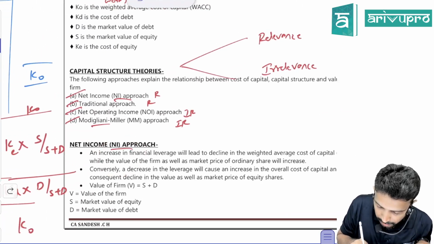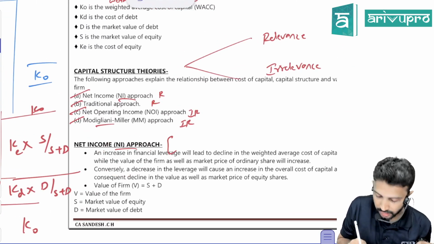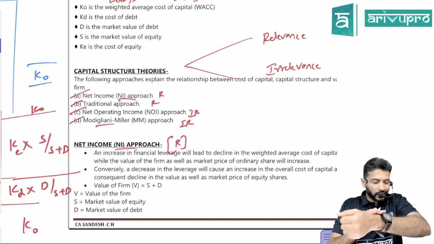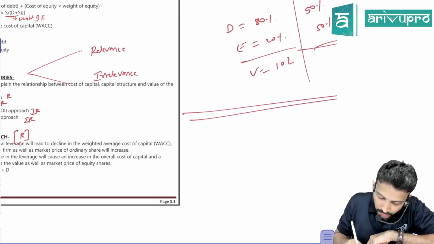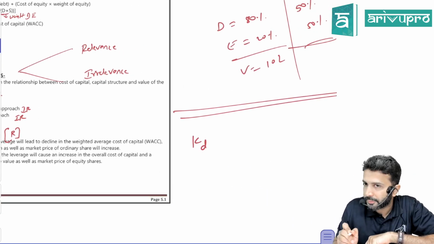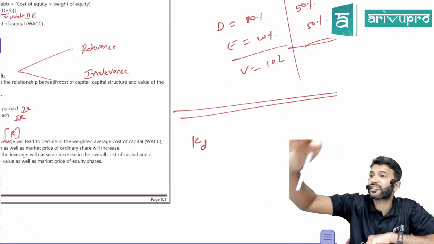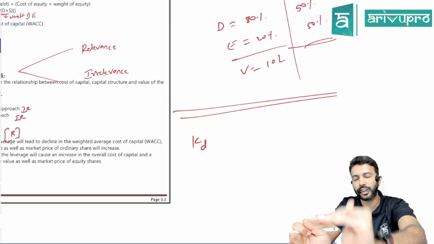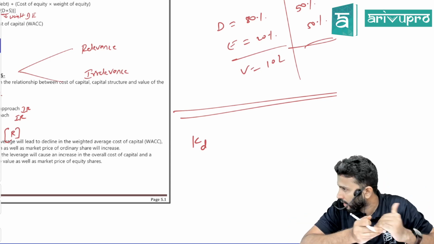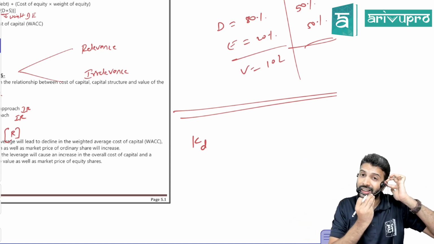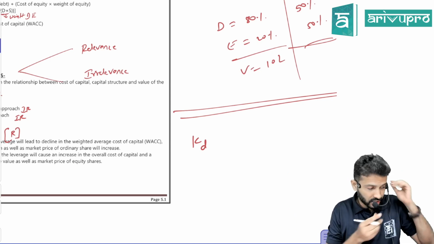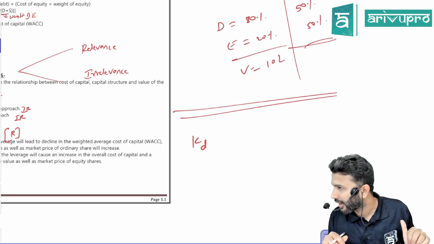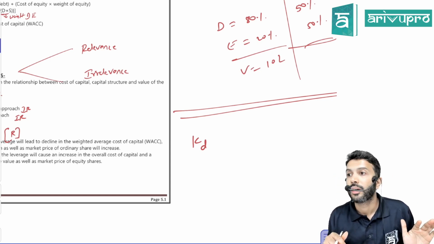So first of all, is the net income approach relevance or irrelevance? It's a relevance approach. What the net income approach says is that debt is cheaper than equity. Just listen, whatever statement I'm making, see whether you agree with me or not. This approach is saying debt is cheaper than equity. Is the statement right? Cost of debt is lesser than cost of equity. Is that so? Yes or no? No.